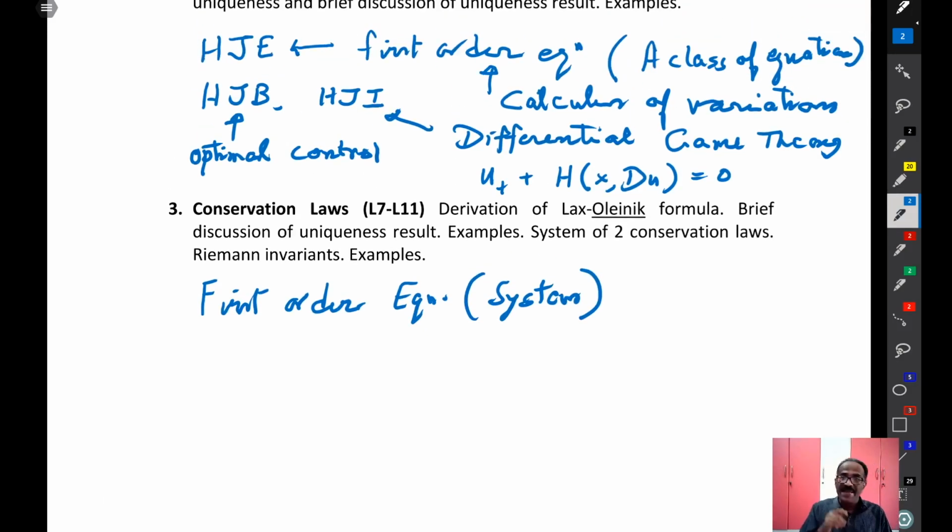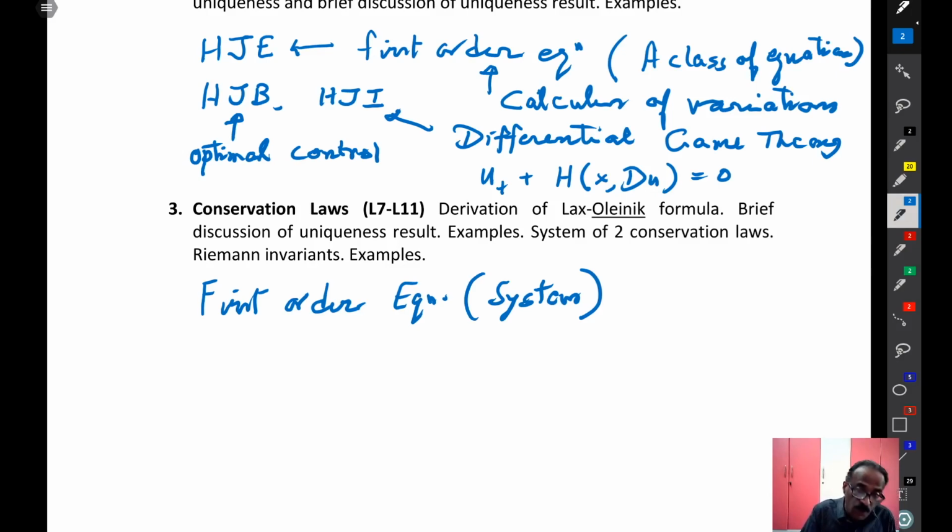So you derive, and again we will have a brief discussion about the uniqueness, and we will also discuss the system of conservation laws and Riemann invariants. By the way, this course is going to be given by two of us, my colleague Professor Datti and myself, just like what we have done in the first part of the course.